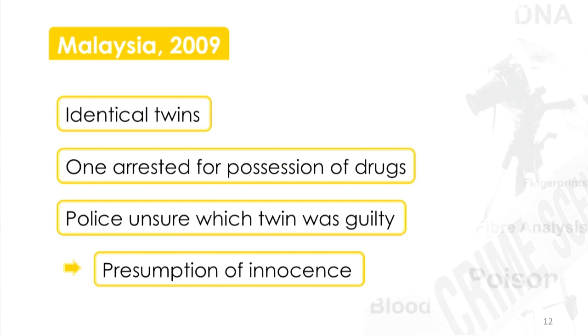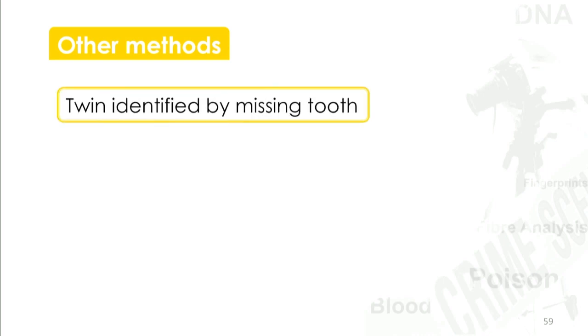So in these cases where you have twins, you of course have to rely on other features. There was one case I read about where the twin was identified not from the DNA because that couldn't be done, but because one of the twins smiled in court, and it so happened that one of the twins had lost a tooth and there was a little gap in his smile.